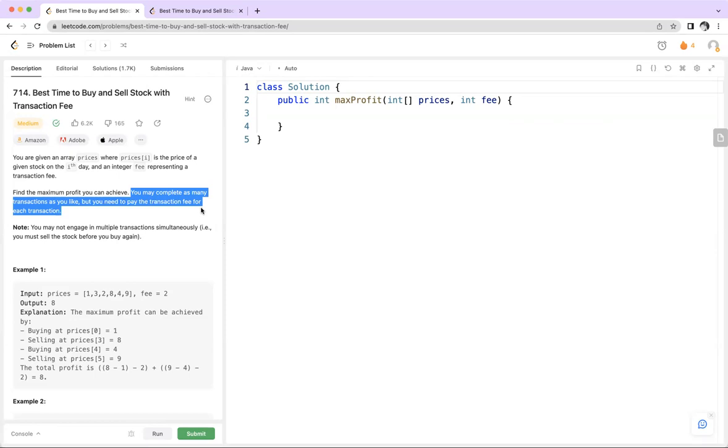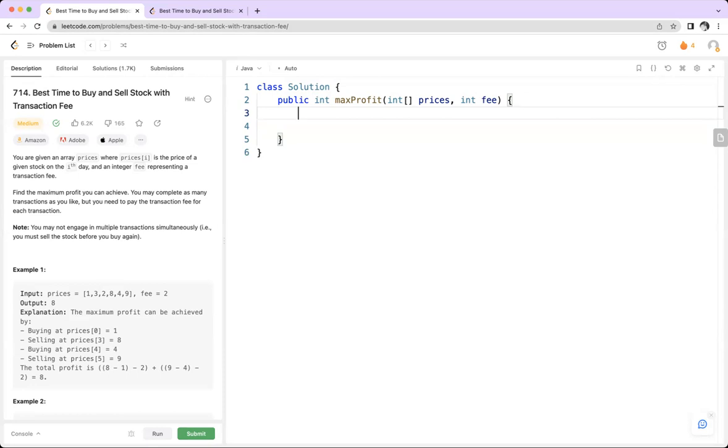So this point we have to consider: if you are selling something, then we'll be getting some liquidity in our hand, and that liquidity we can use for further purchase. So it should be clear in our mind that the previous problem was there with the condition that there should be only one transaction. But in this problem, we can do multiple transactions, and after selling and paying the fee, whatever cash we are left with, we can use that to buy further.